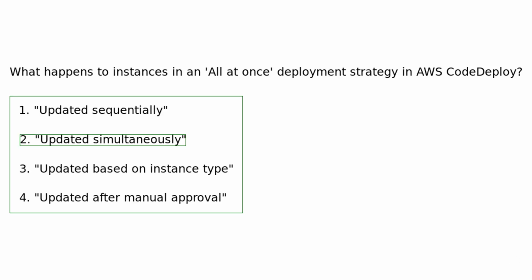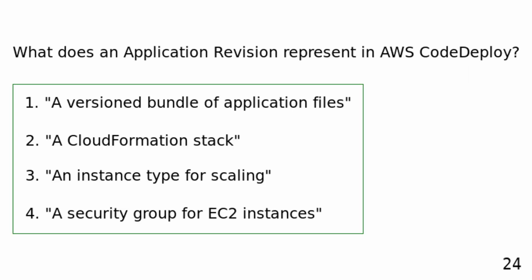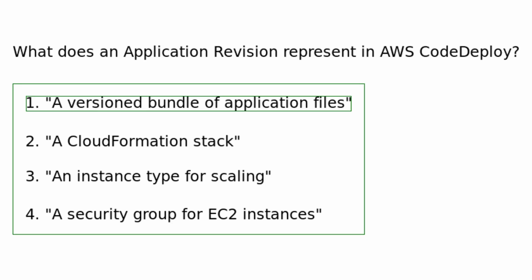In an all-at-once deployment strategy, what does an application revision represent in AWS CodeDeploy? A version bundle of application files. A CloudFormation stack. An instance type for scaling. A security group for EC2 instances. An application revision in AWS CodeDeploy is a snapshot or bundle of versioned application files ready for deployment.